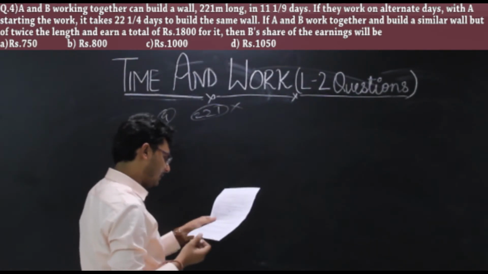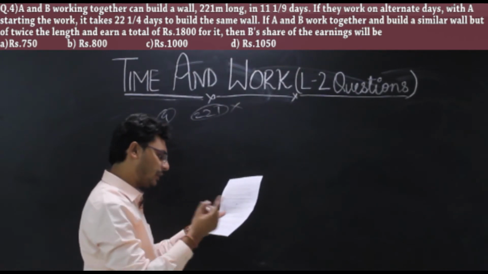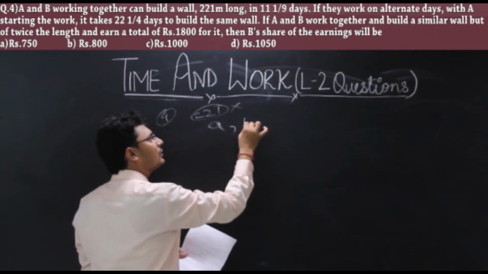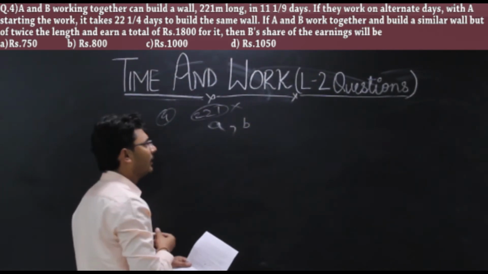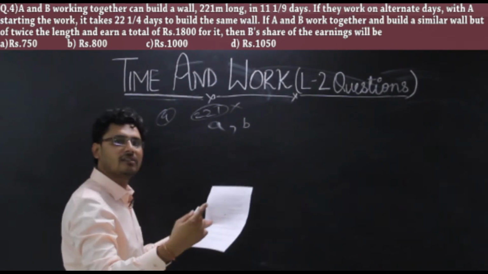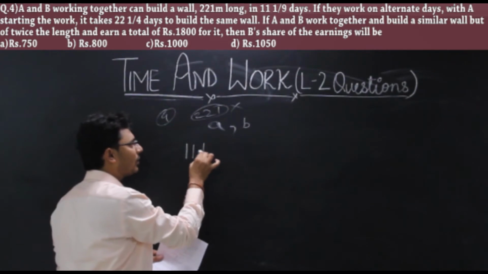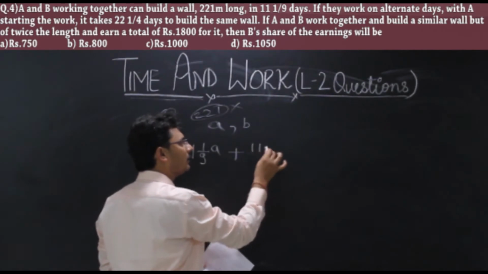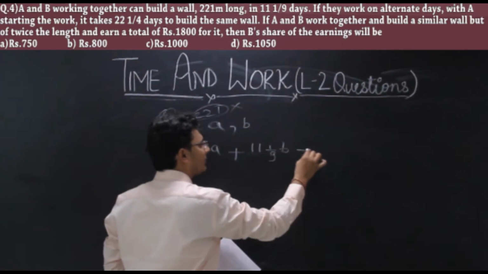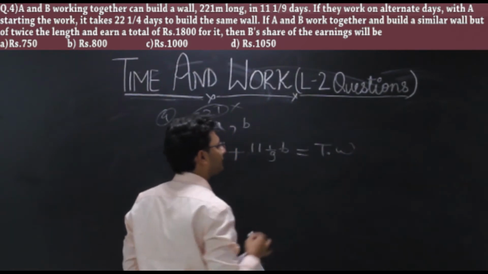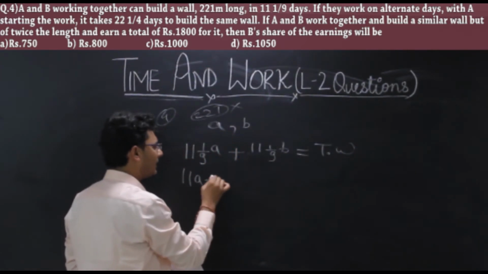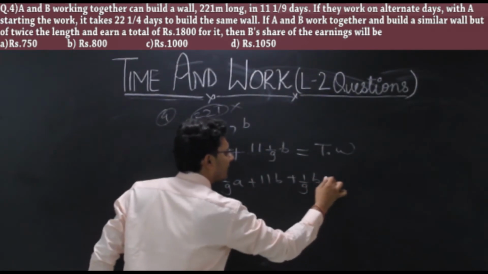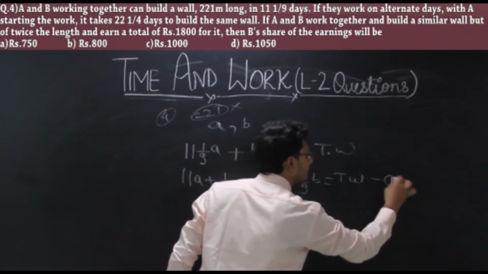So what would the equation be like? The first line says for 11 1/9 days they both work together. Let's say the efficiency of A is a and the efficiency of B is b, that is the respective per day work. That means both of them have worked for 11 1/9 days. So A has worked for 11 1/9 days into a, plus B has also worked for 11 1/9 days into b, and this is my total work. I can write it like 11a plus 1/9a plus 11b plus 1/9b as total work. This is my equation 1.